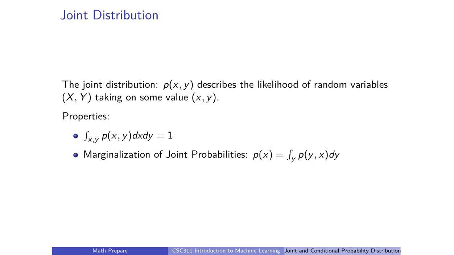Also, if we want to isolate, what is the probability that my X is some value x and Y could be anything, then what we do is we integrate over the possible values of y. I'm going to write it this way. That y could take, but x has to take on this value, little x, and we're integrating over the y's.